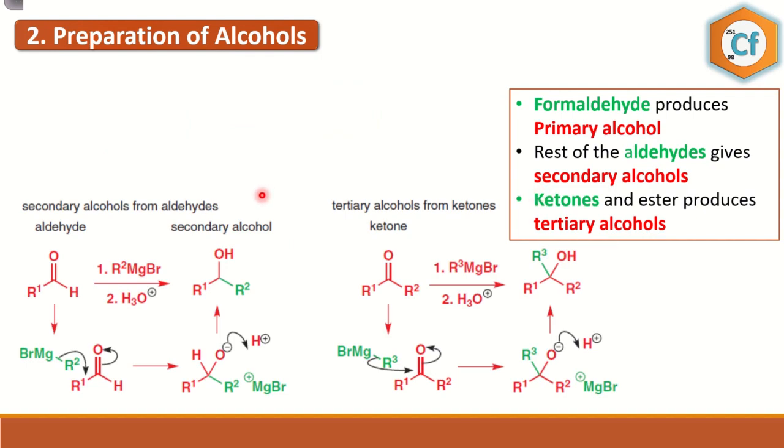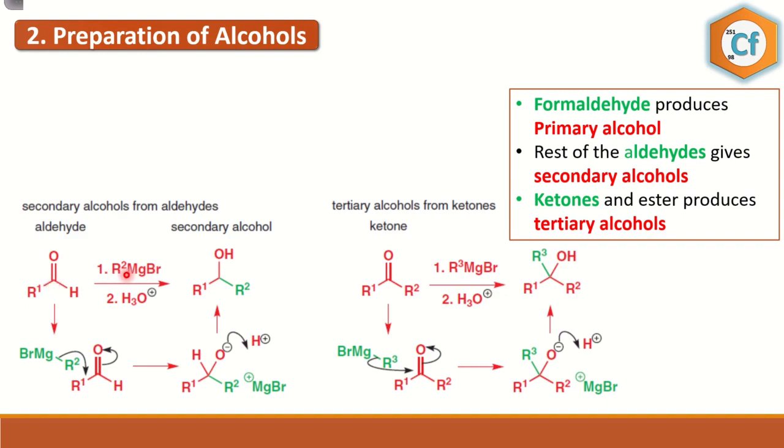So this is one more example. I have taken an aldehyde, this is not formaldehyde, the other aldehyde, and a ketone. So the ketone will result in a tertiary alcohol, and this aldehyde will result in a secondary alcohol. How? I'll explain with the help of the mechanism.